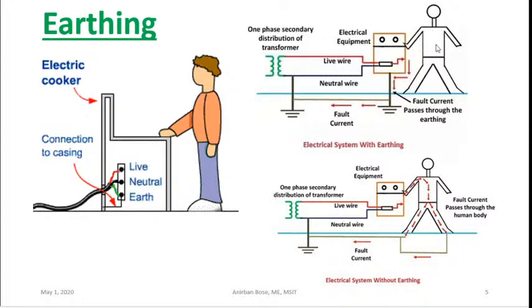You know that in a dry condition your body has a huge resistance, in the order of maybe 10,000 ohm. So if you compare that resistance with this earthing wire, which is basically a conductor, definitely the charge will go through this earthing wire and go to the ground, not through your body, because it is the easiest path and current will definitely flow in the easiest path.